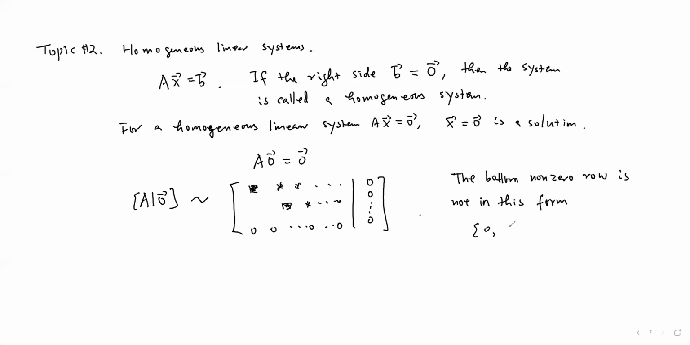Which form? 0, 0, 0, but the right side is non-zero. If a linear system, after you reduce it to echelon form, has a bottom non-zero row like this, the linear system has no solution. But for a homogeneous linear system, this case never happens. So a homogeneous linear system always has a solution. Okay.